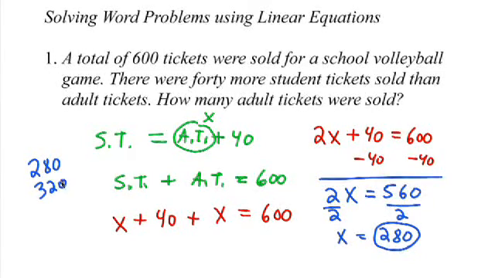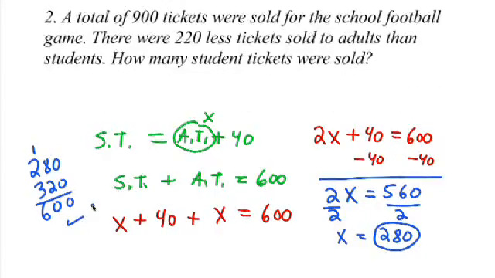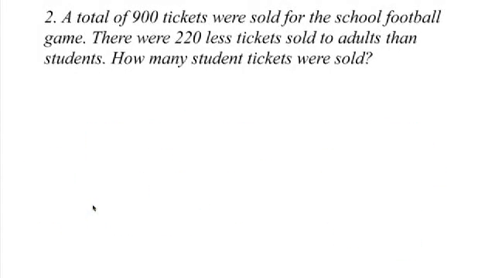All right, again, we're going to start with that second sentence. There were 220 less tickets sold to adults than sold to students. So this time, the number of tickets sold to adults is 220 less than the number sold to students. That is the number of tickets sold to students minus 220. Again, the less lets you know that it's less than.